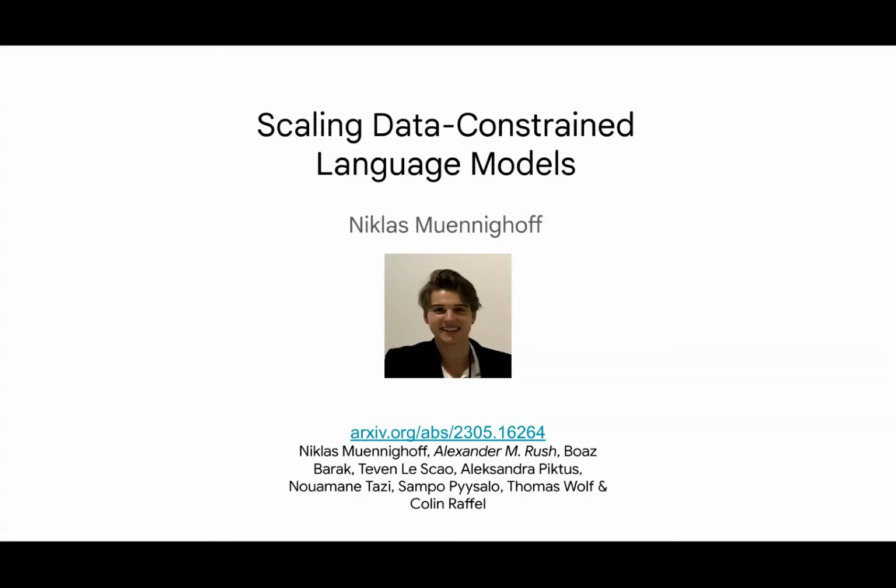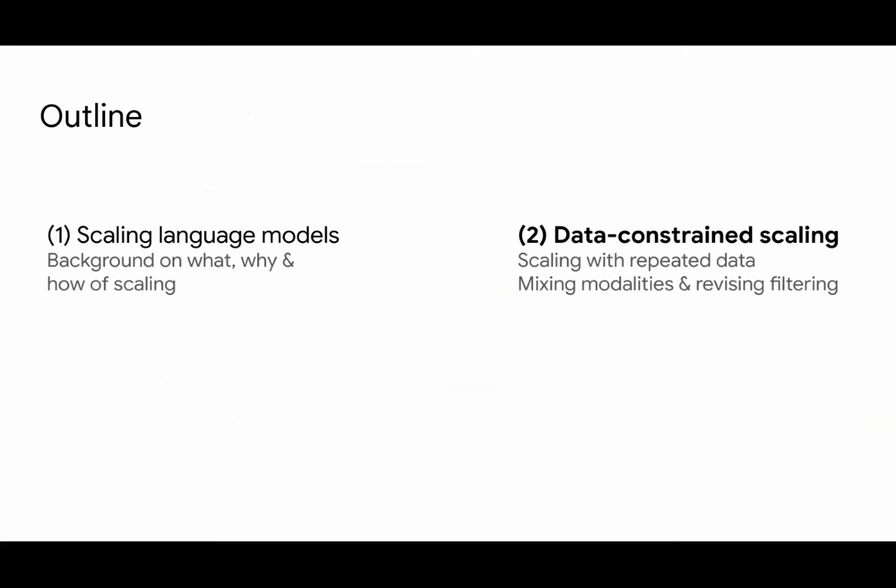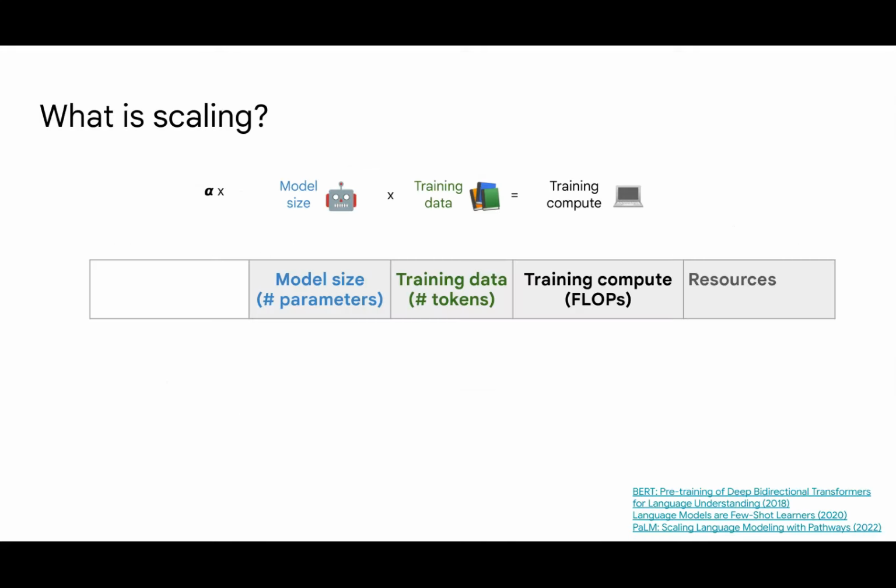Okay, so this talk is about the problem of how you train a large language model if you don't have enough data. And it's based on a project at Hugging Face that was led by Nicholas Morninghoff. The talk today is in two parts. I'll first start by going through the problem of scaling laws. In the second part, I'll discuss the new components of this work that focus on this problem of scaling laws under data constraints.